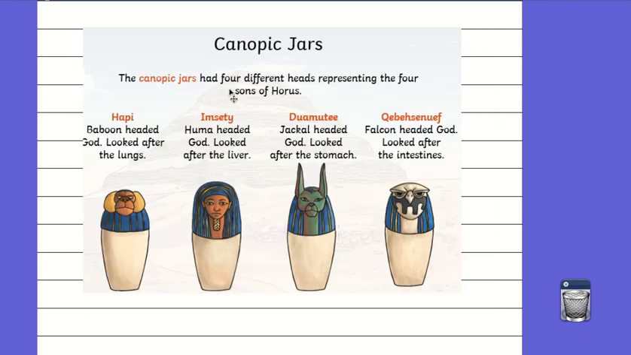Canopic jars had 4 different heads representing the 4 sons of Horus. So you've got Hapi, the baboon-headed god, and he looked after the lungs. Imsati, and it looked after the liver. This one is a jackal-headed god looking after the stomach. And I'm not even going to try and say this one because I haven't practiced. And it is a falcon-headed god to look after the intestines. If anybody can work out how to say that one, I will give you 5 dojos because I can't.